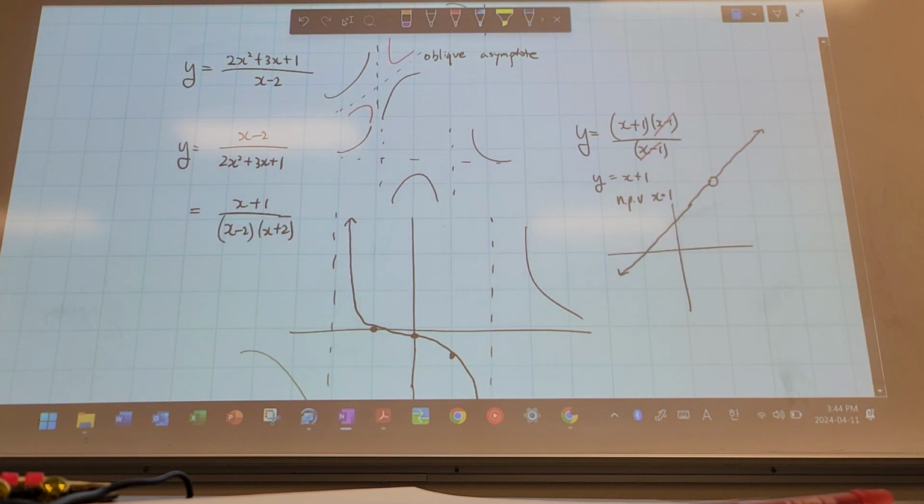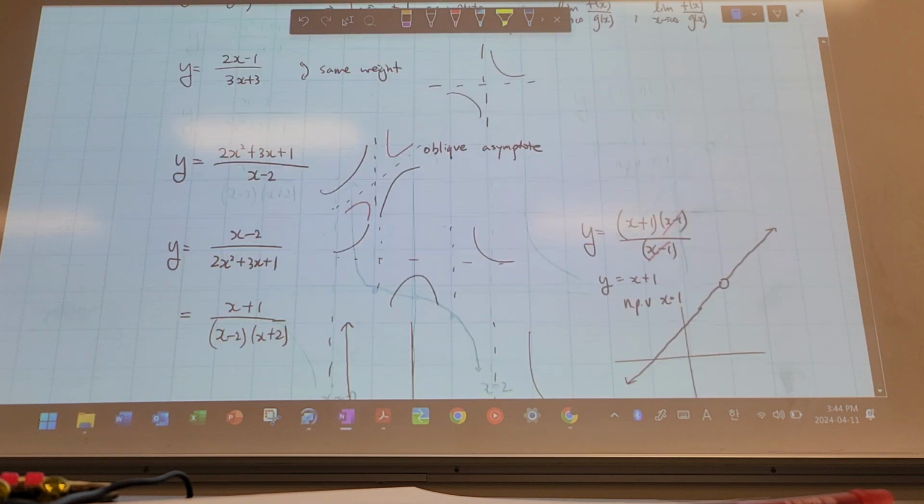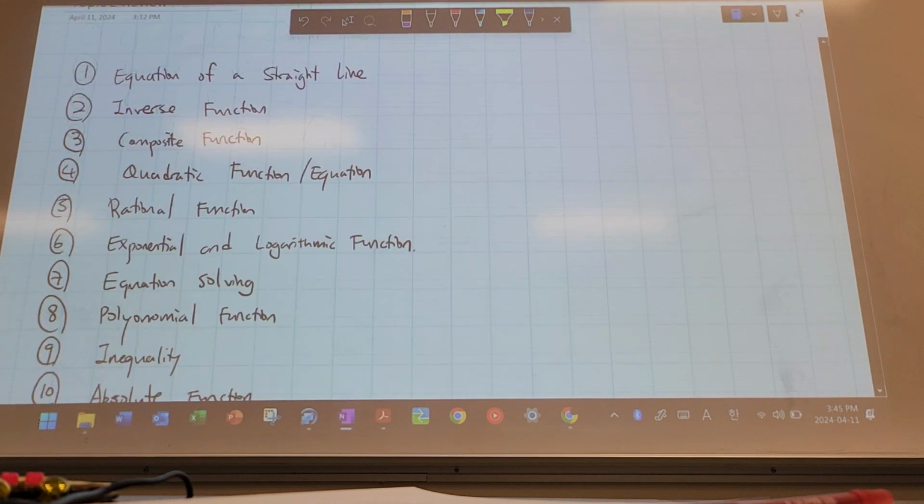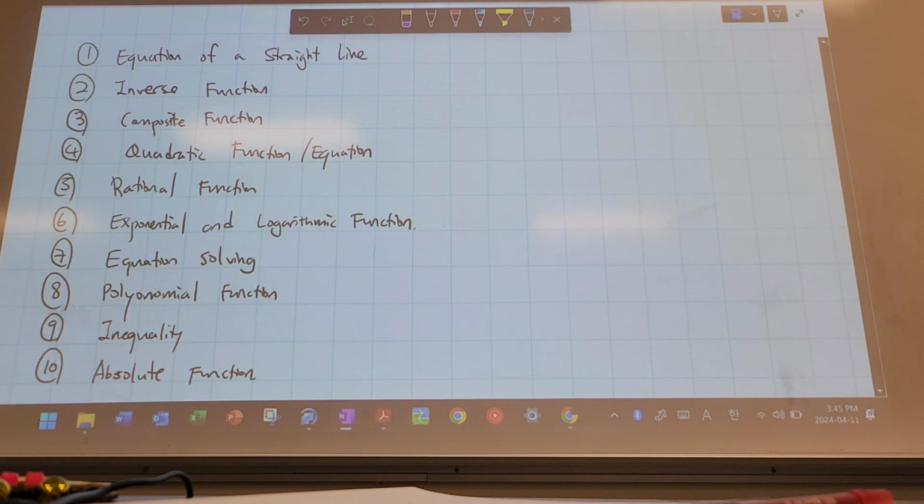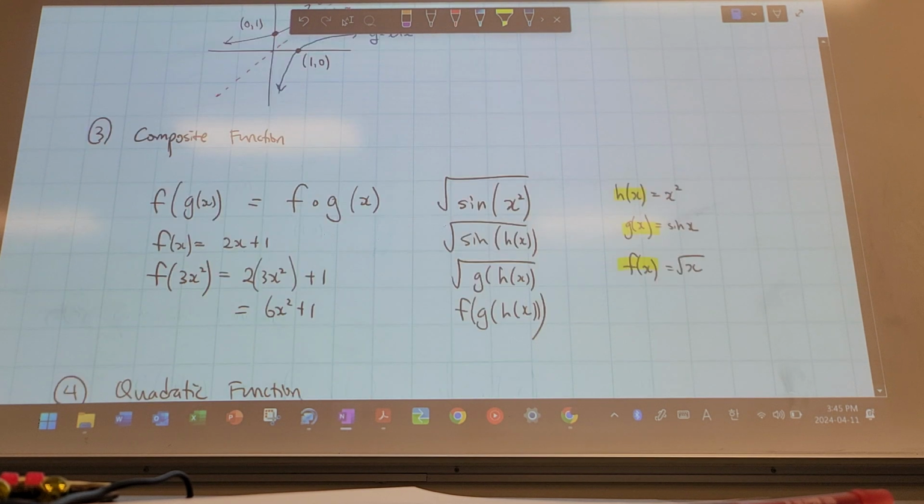All right, very good. All right, so let's move on to the next part. We're done halfway, but harder parts are coming. Exponential and logarithmic function.